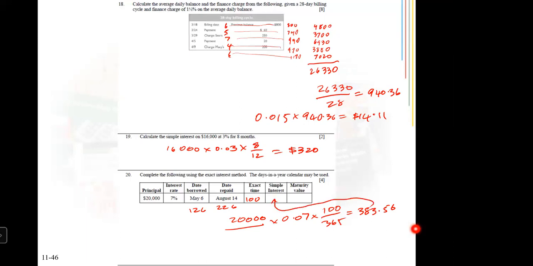And then the maturity value, you're going to say 20,000 plus the 383.56 gives you 20,383.56. And that's what should go in that spot. Any questions there? No? Okay, so we're on the last page then.